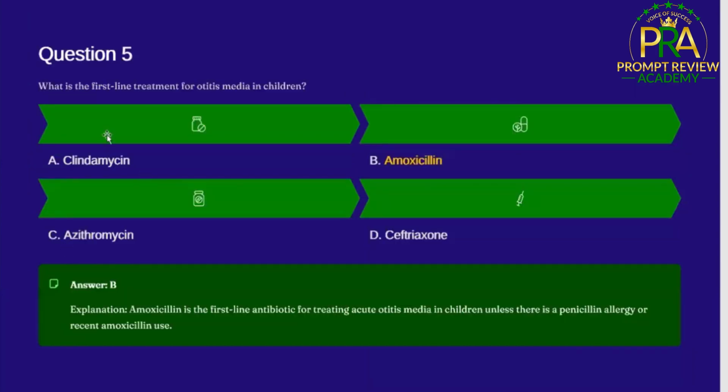What is the first line treatment for otitis media in children? What is the first line? Clindamycin, amoxicillin, azithromycin, ceftriaxone. If you say amoxicillin, you are correct. But also know that if you don't see amoxicillin and you see cefdinir, which is Omnicef, then it's still correct.